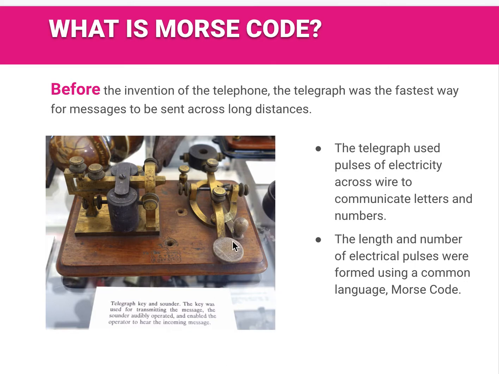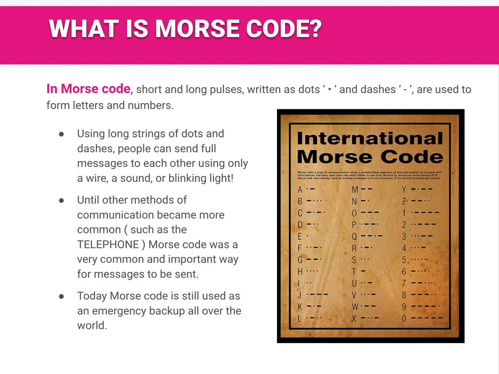However, back then, someone would tap out their message here, and then a receiving device would interpret what they wrote or said using the Morse code alphabet. I bet a lot of you are confused right now as to how you can interpret a message that's just clicks on a machine. Well, in Morse code, short and long pulses, written as dots and dashes, are used to form letters and numbers. So using long strings of dots and dashes, people can send full messages to each other using only a wire, a sound, or a blinking light.